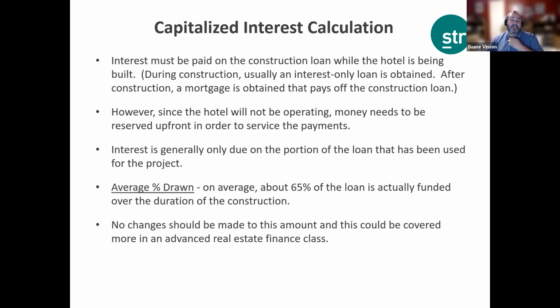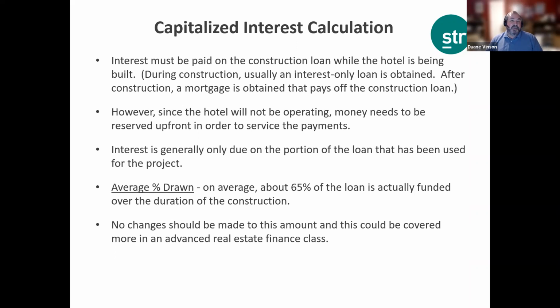Interest must be paid on the construction loan while the hotel is being built. So during construction, typically the only amount that we're drawing upon is what we need for development. After construction, we'll go ahead and get a mortgage, and then we're going to pay off anything remaining on the construction loan. Since the hotel is not operating for those first couple of years while we're under construction, we need to borrow additional funds in reserve to pay the debt service on those payments, right? So the interest on the loan itself, as we're using it for those first couple of years in construction, we're going to need to borrow that as well.